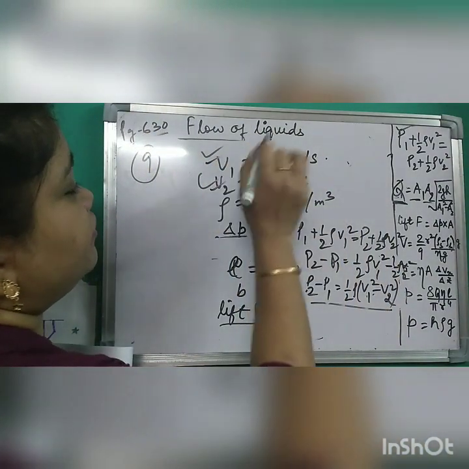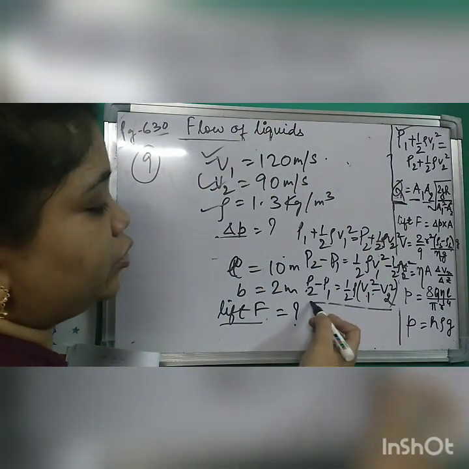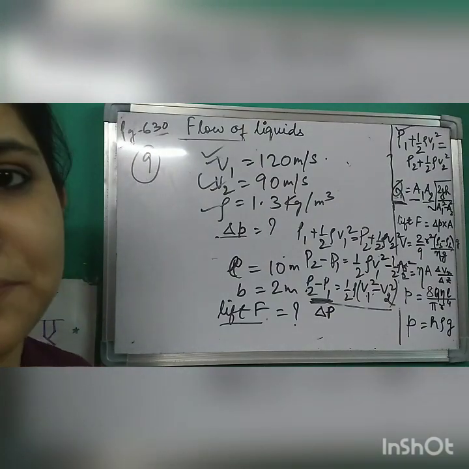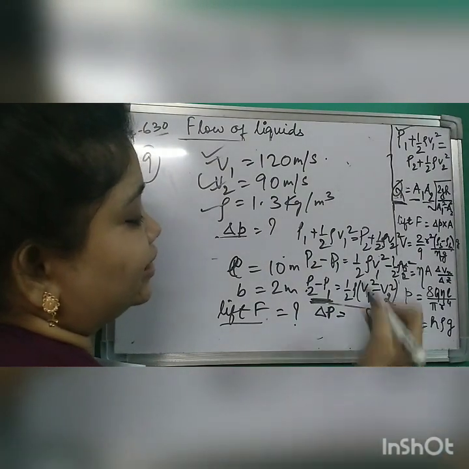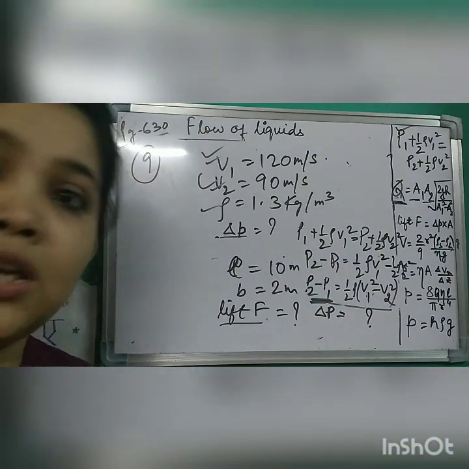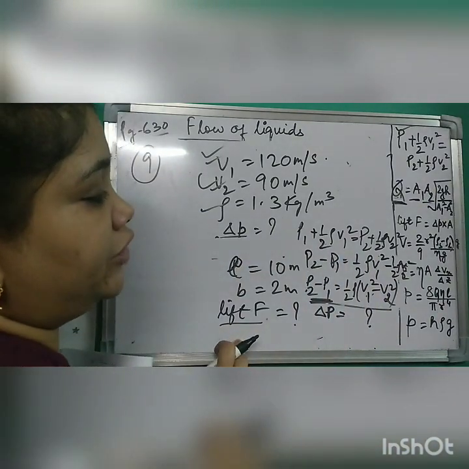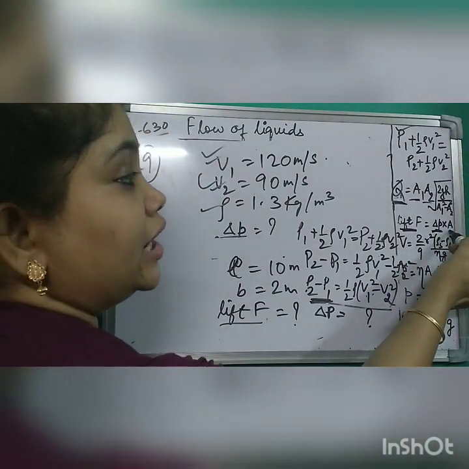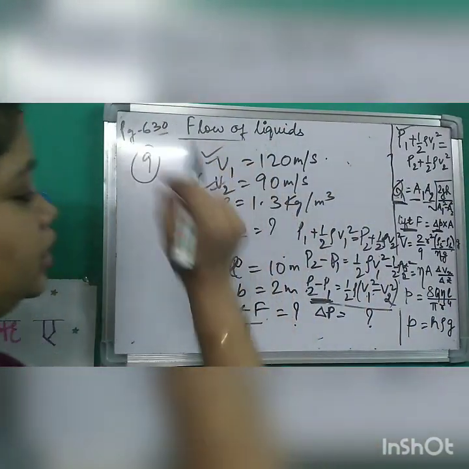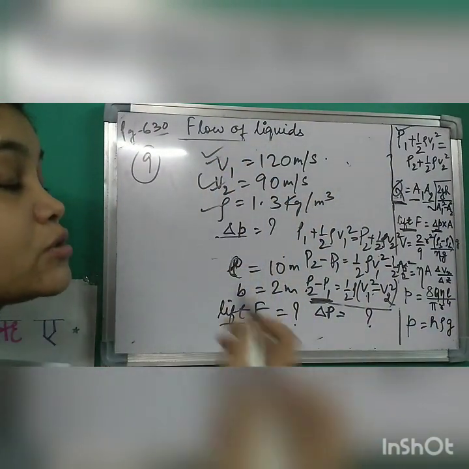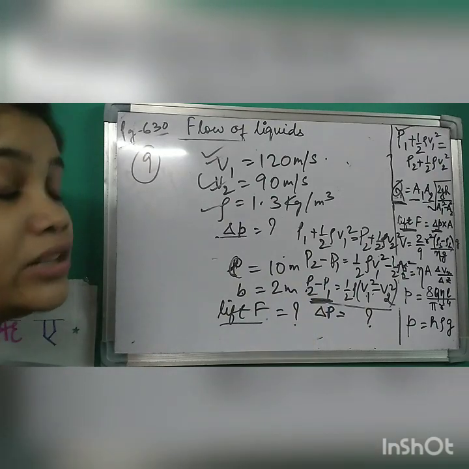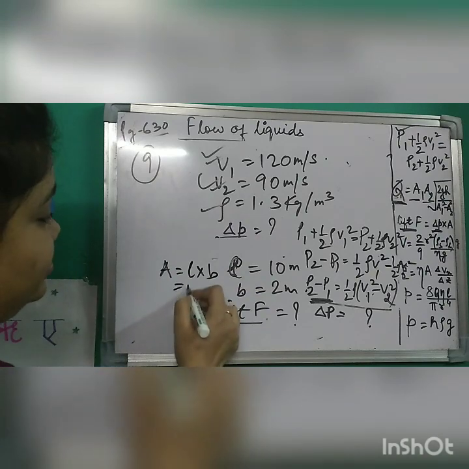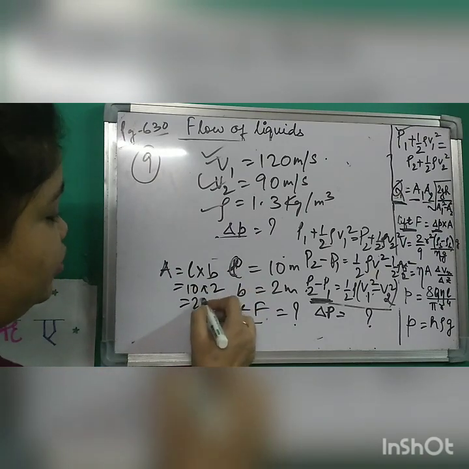V1 is given, V2 is given, rho is also given. So you can easily find out P2 minus P1, which is nothing but delta P. From here you will get the answer, so we have got the first part of the sum. Now, what is the formula of lifting force? I have written that lifting force is nothing but the difference of pressure into area. Now length and breadth are given to you, so obviously it is rectangular. What will be the area? Area is nothing but length into breadth, that is 10 into 2, 20 meters square.